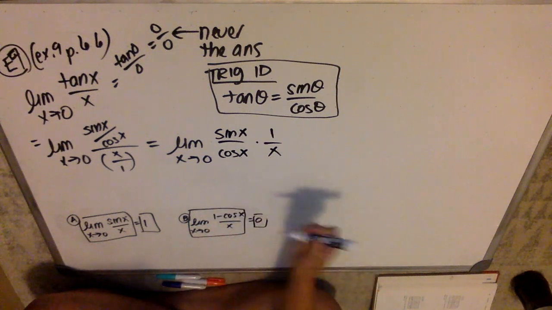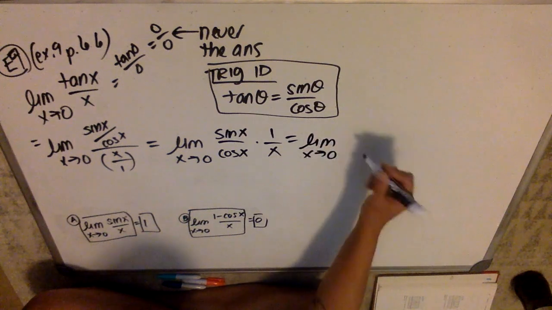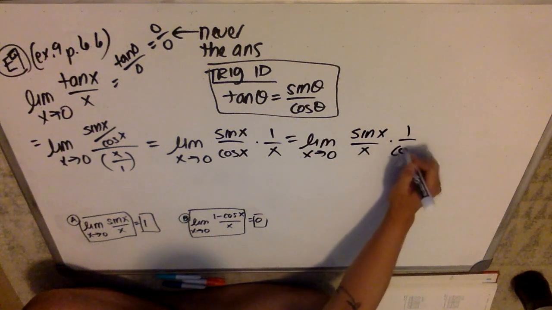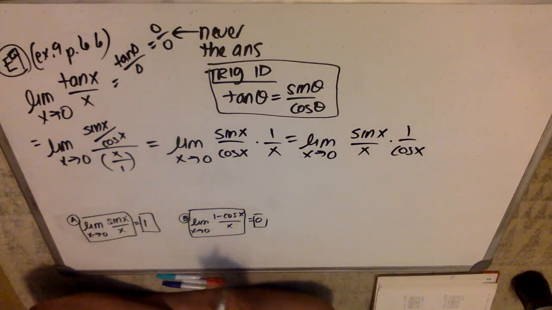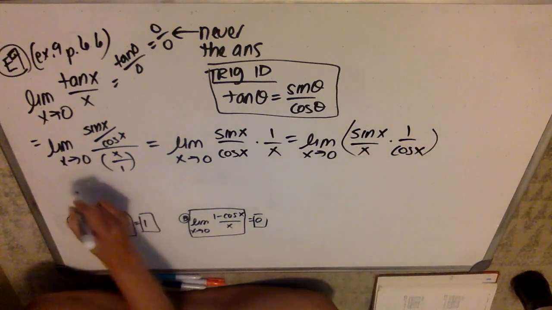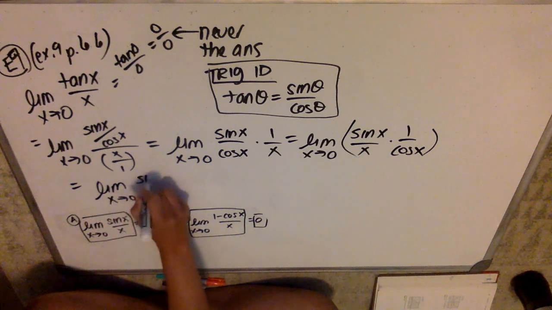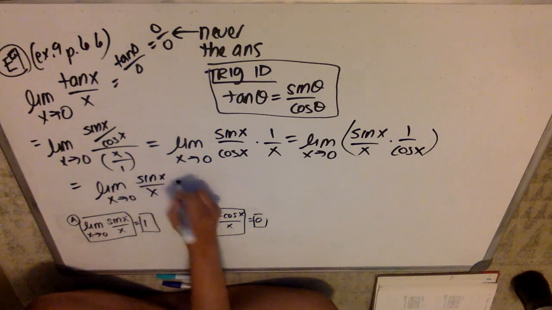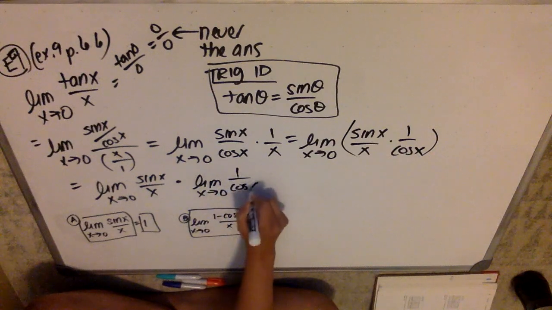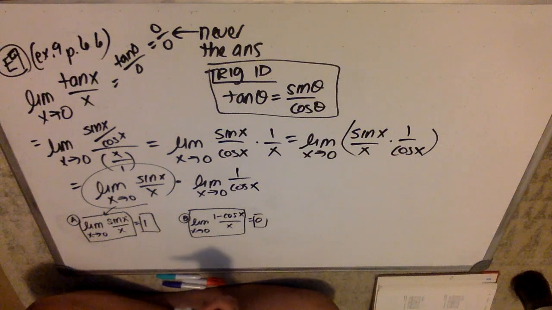Well, I'm going to put this in a slightly different order. I'm going to make this the limit as x approaches 0 of sine x over x times 1 over cosine x. Now, an interesting property of limits is that if I have a limit of a product like this, I can split it apart and make it two separate limits. I can say, hey, it's this limit times this limit. Well, this limit is one of the two that I just told you to memorize. So we already know what that is.